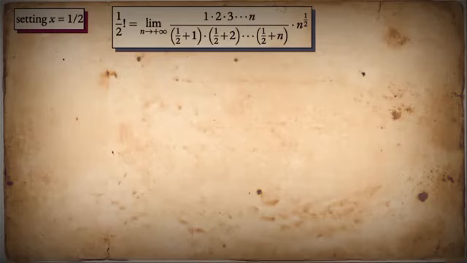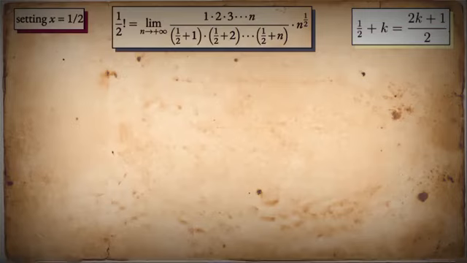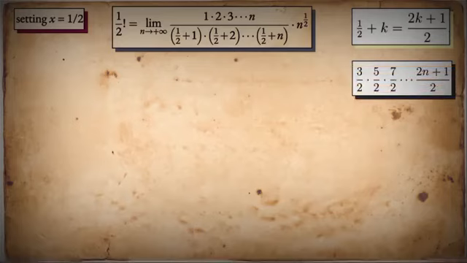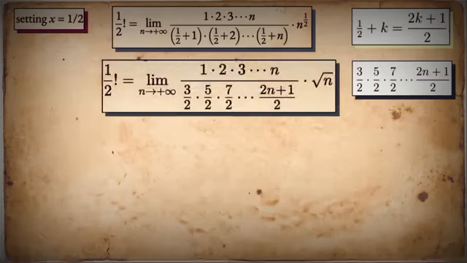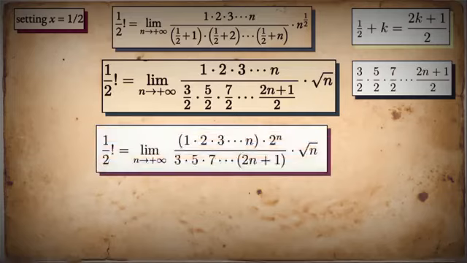Each term in the denominator is of the form 1/2 plus k, for k running from 1 to n. Adding 1/2 to each integer gives 3 halves, 5 halves, 7 halves, and so on, up to 2n plus 1 over 2 as the last term. So the denominator is the product of all odd integers from 3 through 2n plus 1, each divided by 2. Pulling all the factors of 1/2 out of the denominator, there are n of them, produces a factor of 2 to the n in the numerator. The denominator becomes simply 3 times 5 times 7 through 2n plus 1 with no fractions.